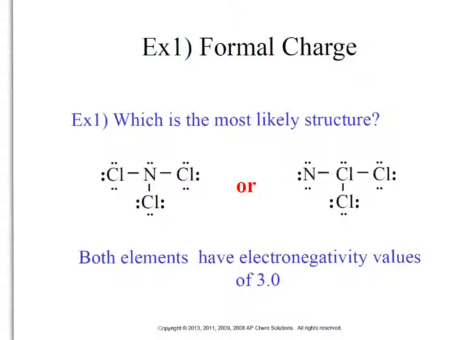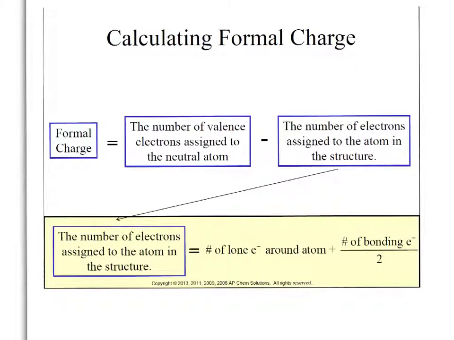So here's our first example, nitrogen trichloride. The problem is both nitrogen and chlorine have an electronegativity value of 3.0. And so is it going to be nitrogen in the middle or is it going to be chlorine in the middle? Well, in order to figure that out, we have to use formal charge. When we calculate formal charge, we have to do it with every element that is in the molecule. So you don't calculate a single formal charge for the entire compound. Instead, you calculate it for every element.